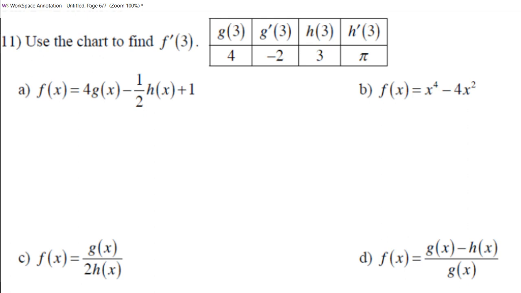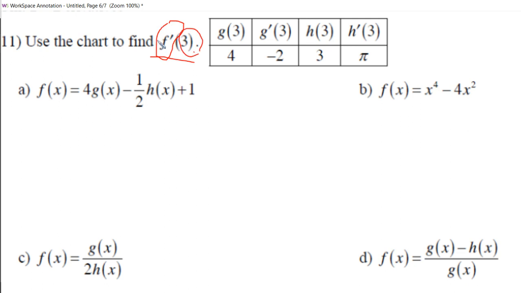On number 11, it tells you to find f prime of 3. And remember, we read math left to right, like we do anything else. So we are looking for the derivative of f first, and then we want to plug in 3 after that. So let's go ahead and do that here.